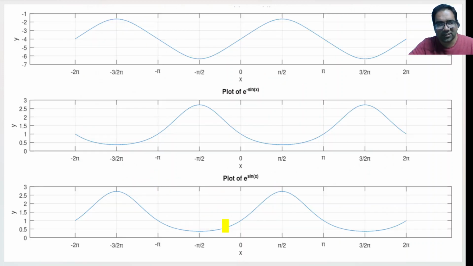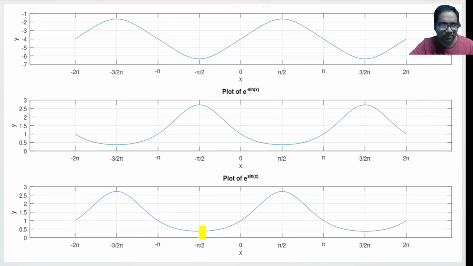Sin x can go between, this is the graph, e power sin x. Sin x can grow between minus 1 to 1. When sin x is 0, e power 0 is 1. Right? So see exactly, this point is actually 1. This point is 1 when sin x is 0. And when sin x is minus 1, e power minus 1, 1 by e, that is roughly 0.3.